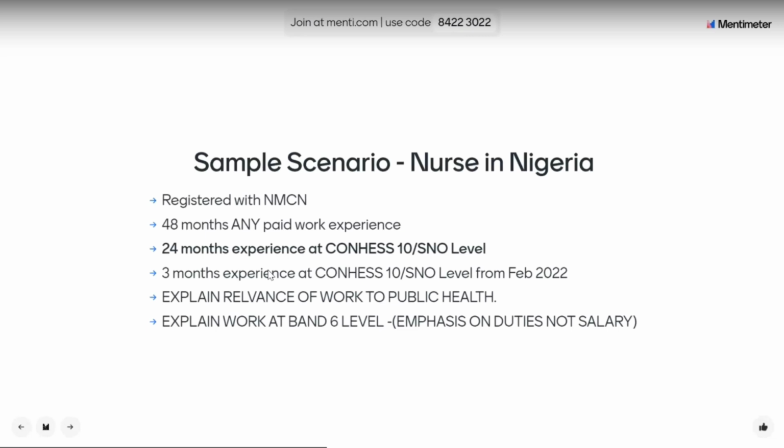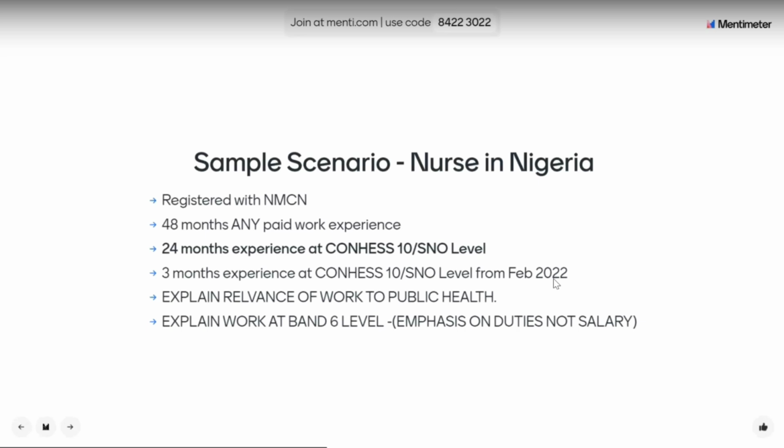And then for the 3 months part, it means you're saying you have 24 months experience at this level, but 3 months of that has to be from 2022 February. So if you put 24 months experience between 2018 and 2020, for example, and from 2020 to date you have not worked in that public health role at that level, you will not be eligible.